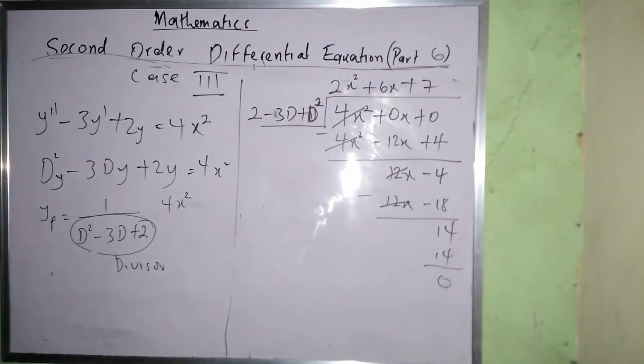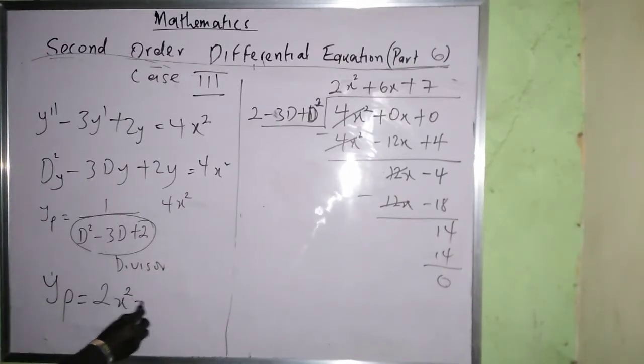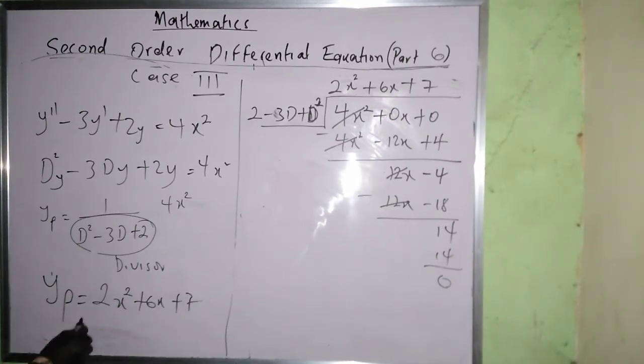And now, my y particular is the quotient of the function. What is my quotient? 2x squared plus 6x plus 7. That is my final answer. At this point, that is the end of second order differential equation for now, which is the homogeneous and inhomogeneous method with the operator. The next video, maybe we'll move on to Laplace transformation of second order.